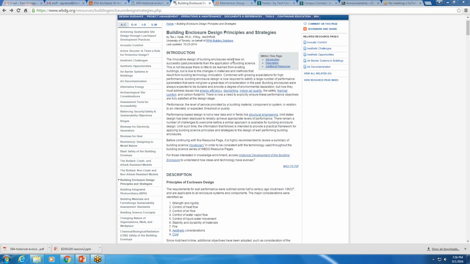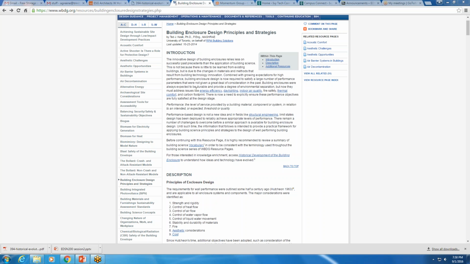So the innovative design of the building enclosure relies less on successful past precedents than on the application of building science. This is not because there's little to be learned from existing buildings, but is due to the changes in materials and methods that result from building technology innovation. Combined with growing expectations for high performance, building enclosure design is now required to satisfy a large number of performance parameters that were not given a great deal of consideration in the past.